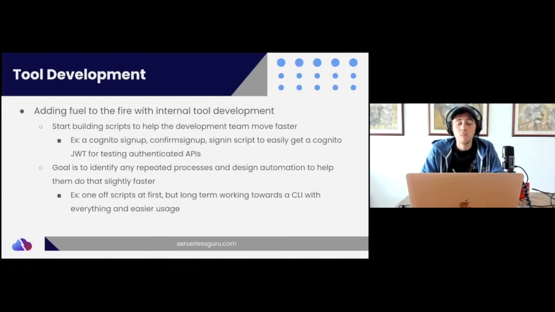So the goal is to identify any repeated processes and design automation to help them do it slightly faster, as mentioned. And then if you want to go above and beyond, you compile all these different scripts together into a CLI, and it could still be internal. And what that looks like is that now it's less of, hey, download this script and then add it into your thing. And it's more of, hey, download the CLI, and then across all the services that we're developing, use the CLI to do things like the auth flow or anything else past that point.